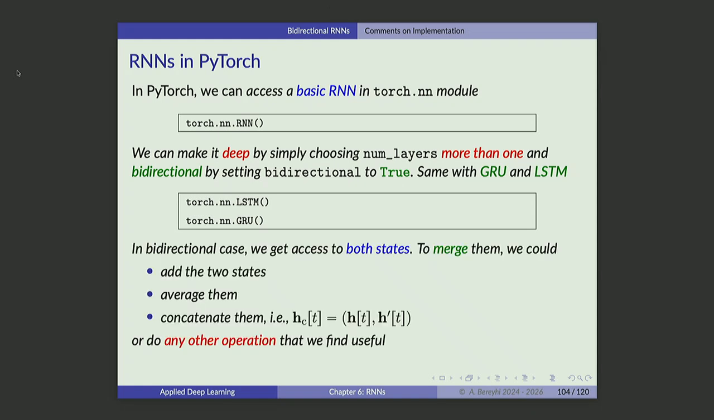As I said, for the merging, there are some options, but usually when you use the bidirectional version, in most implementations, you already get access to both the hidden features. Then it is your choice how you want to merge them. Classically, people concatenate them, but you can do anything that you want. It does not really impact too much.